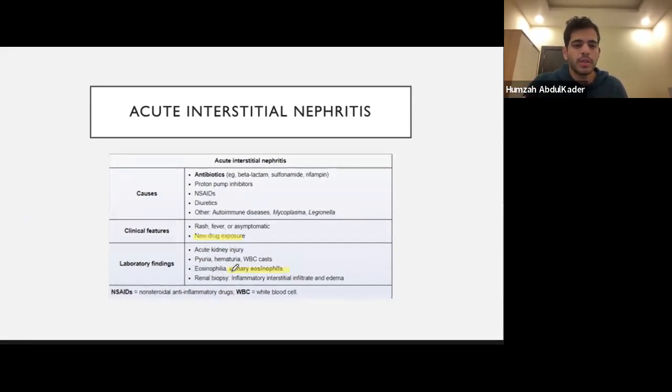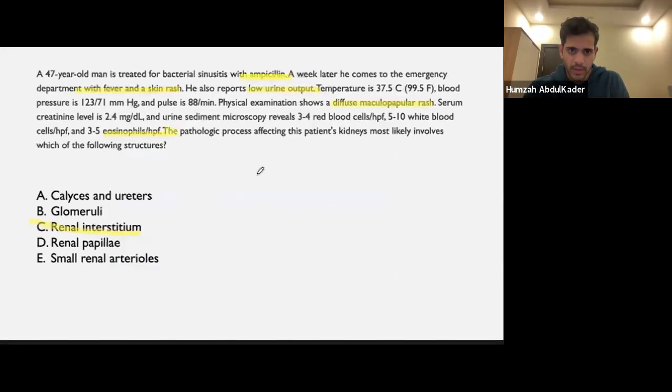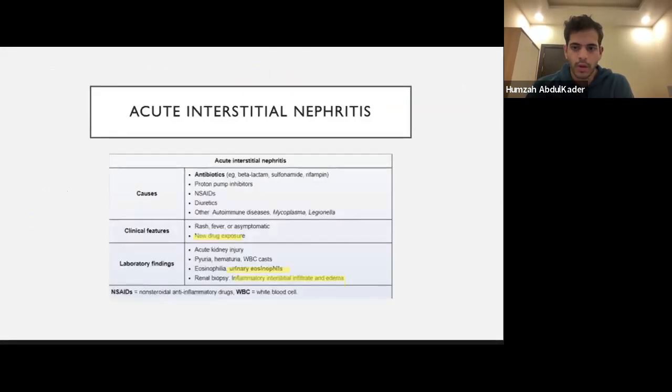And then if they mention renal biopsy, then this is what they'll mention: inflammatory interstitial infiltrate. I think this concept is not too difficult, but you just have to realize what they were asking here. They were showing that he started a new drug, and then right after that drug, he had some kind of reaction, and that resulted in acute interstitial nephritis. And then the eosinophils here should help you come to that conclusion. We'll move on to the next question.